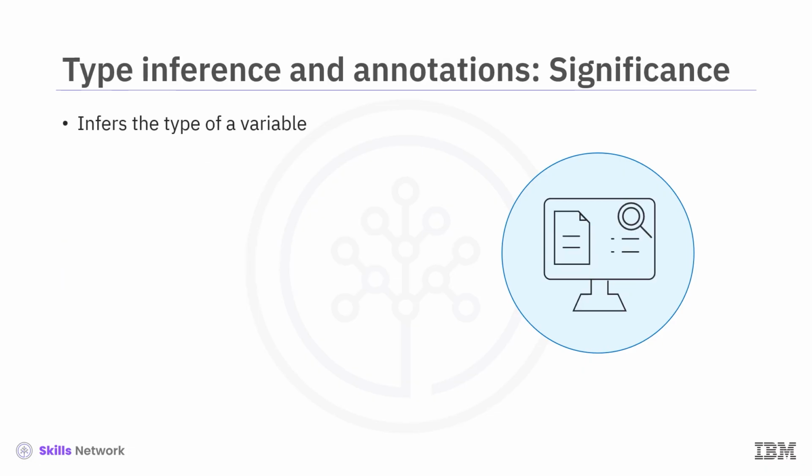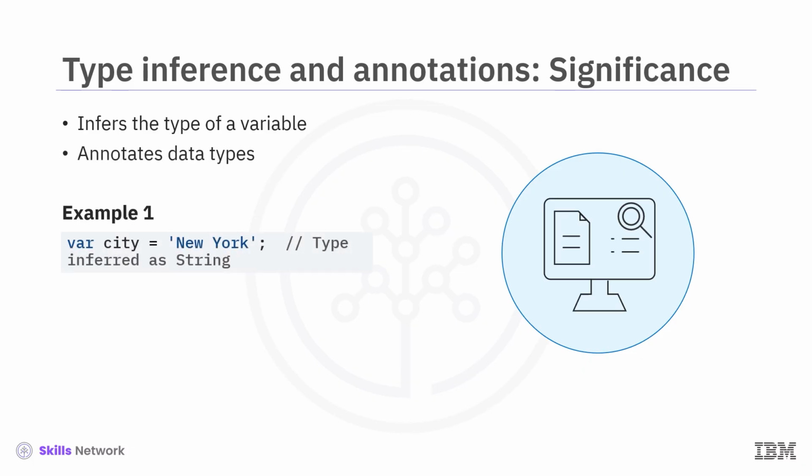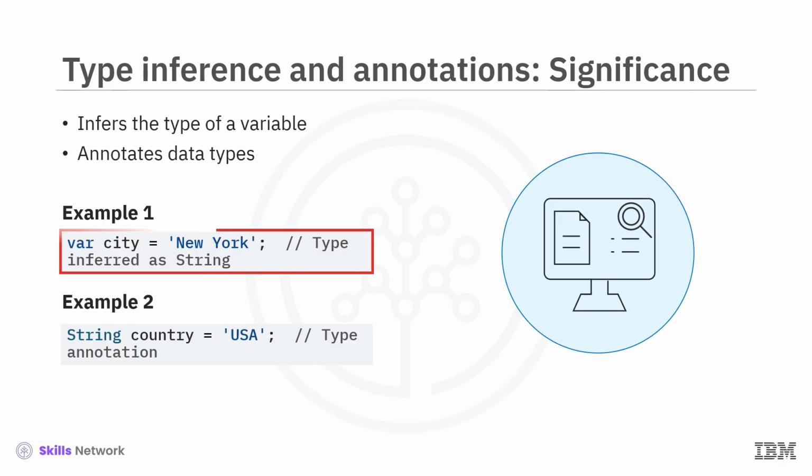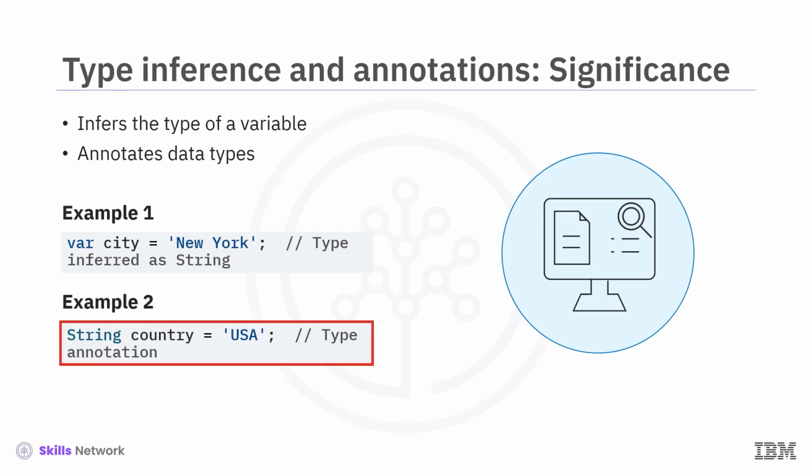In addition, Dart can often infer the type of a variable, but you can also explicitly annotate types. Here are two examples illustrating type inference and annotations. In the first example, the var keyword does not specify the variable type explicitly. Instead, it is inferred as a string due to the variable's content, which is the string New York. However, the second example defines the variable with the keyword String, explicitly declaring its type as a string.